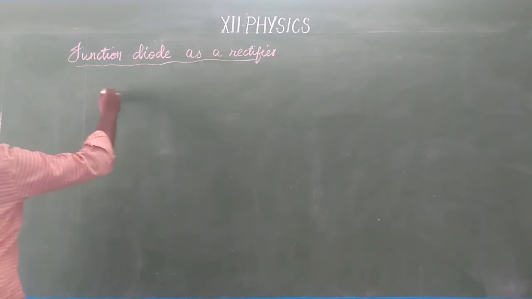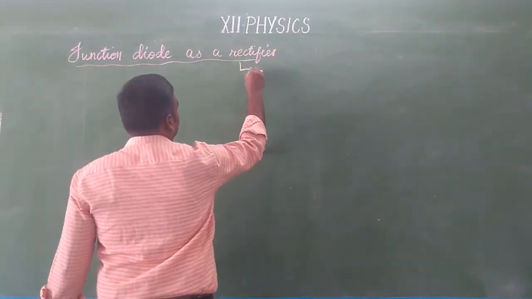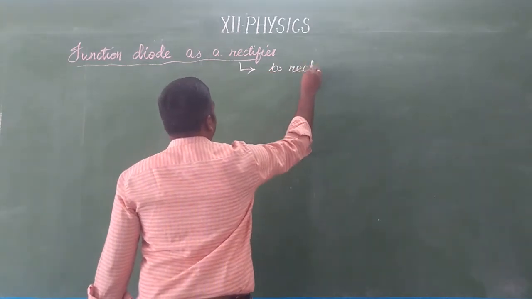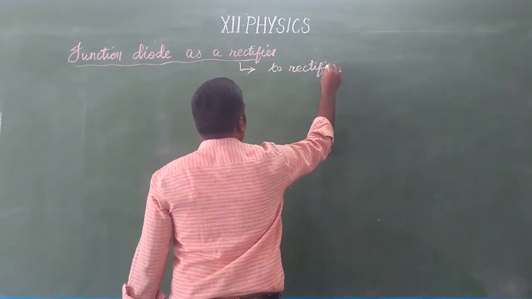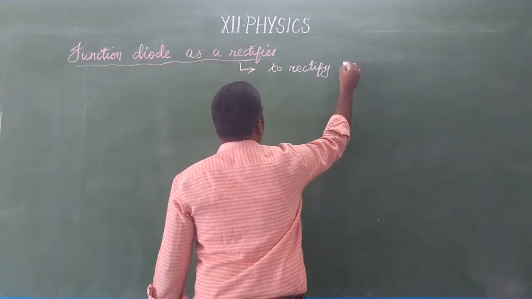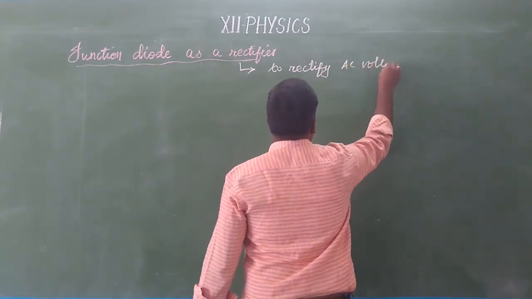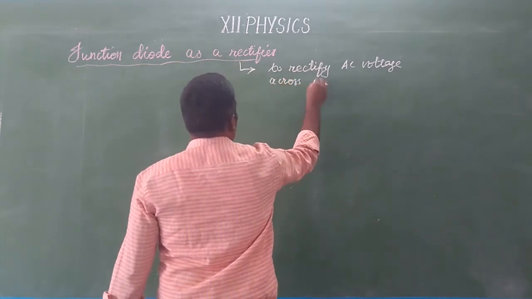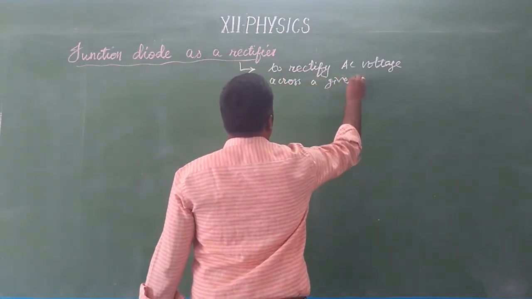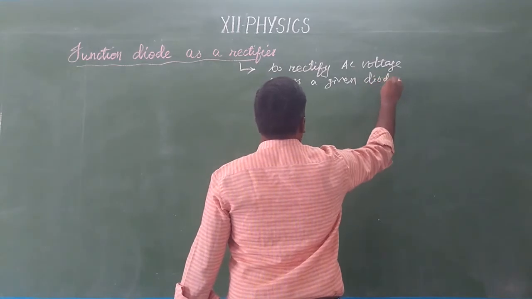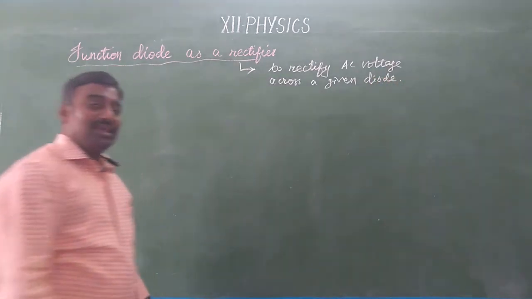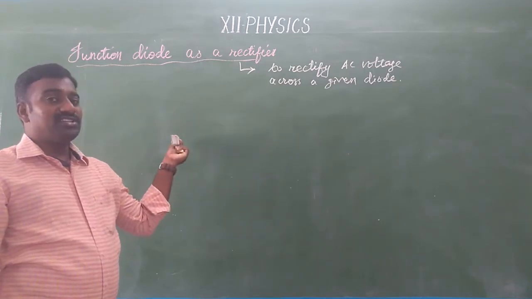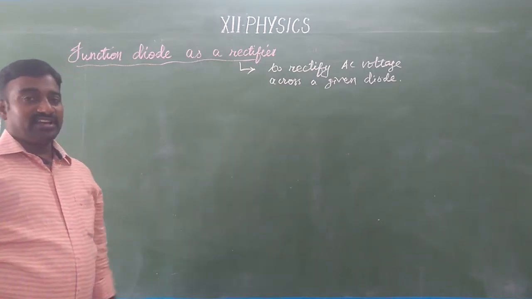So a rectifier is nothing but a circuit used to rectify AC voltage across a given diode. So the circuit used to rectify the AC voltage across the diode is called a rectifier.